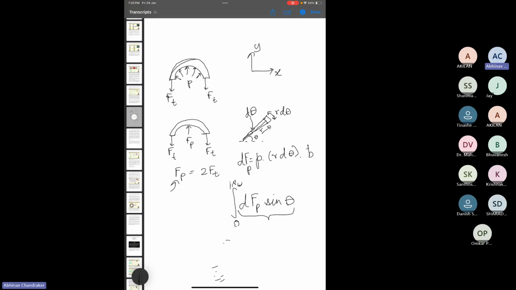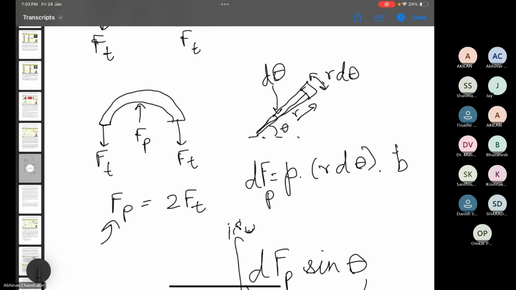Okay, so there is some issue with my pen. I'll quickly try to see what is the problem.